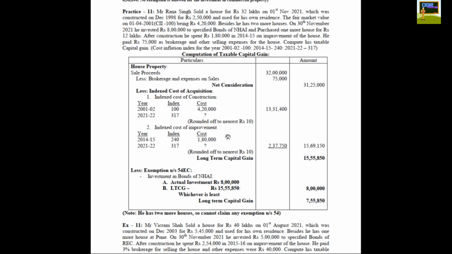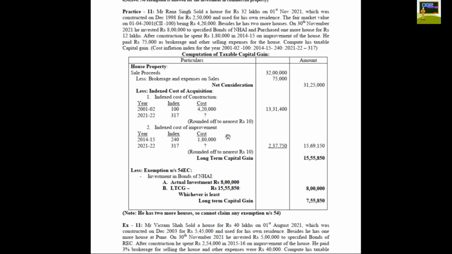House property sale proceeds less brokerage paid, balance net consideration less indexed cost. For the year 2001, the fair market value is 4,20,000. So for the current year index 317, it will be 13,31,400. And the indexed cost of improvement during the year 2014-15, index is 240, cost 180. That cost 180 will be indexed for our financial year, 317.